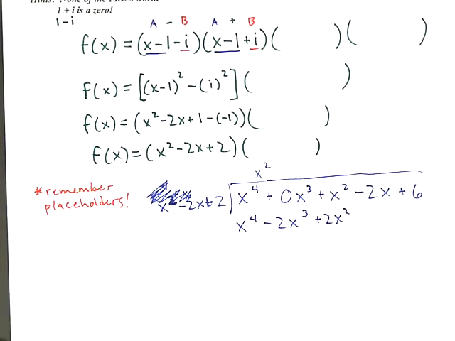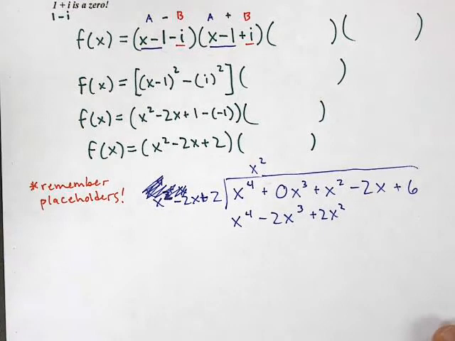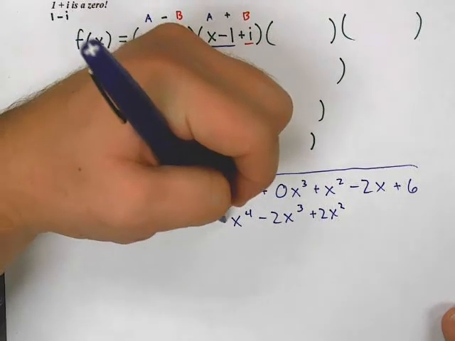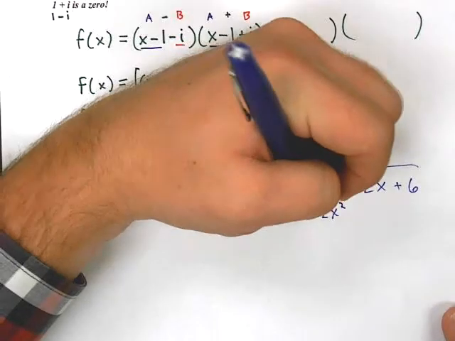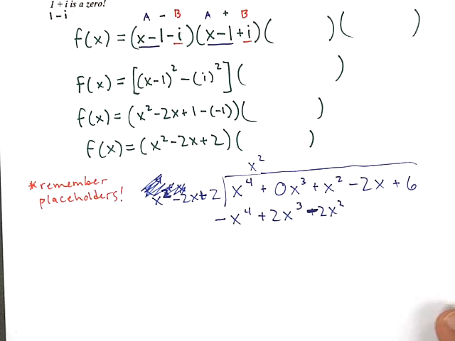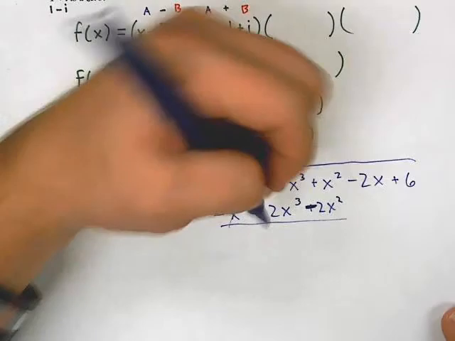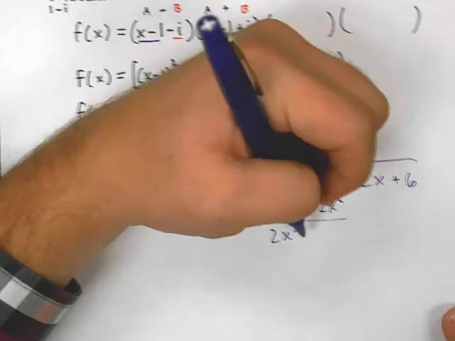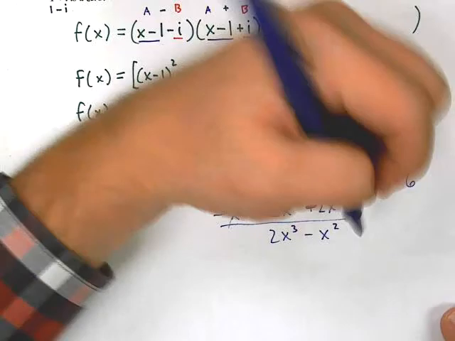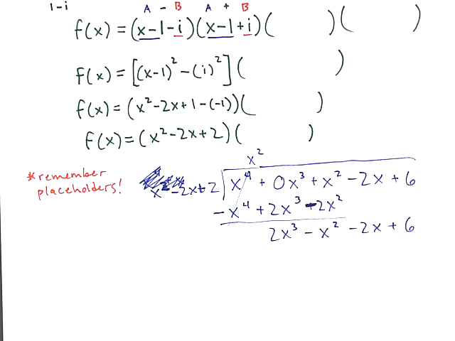Now if you remember, we need to subtract, or we need to change all the signs. So I'm going to subtract, add, and subtract. Okay? When I do that, I get a cancel, I get a 2x cubed, and I get a negative x squared. Then bring the rest down. And then I repeat. It's the same thing.